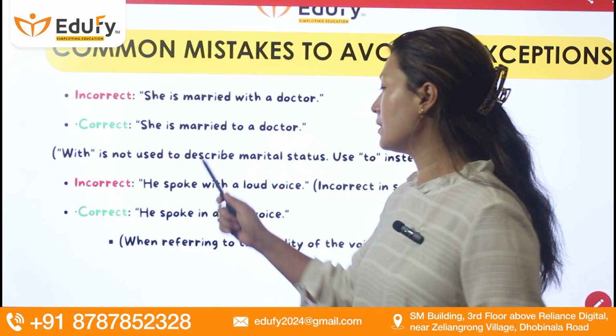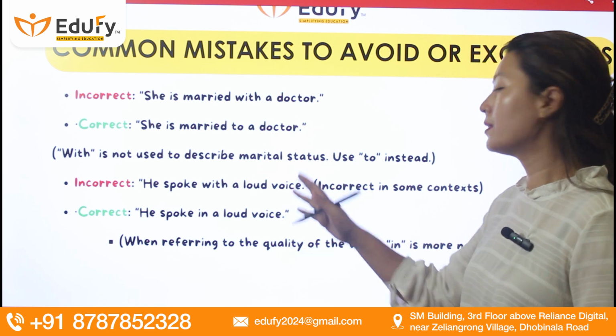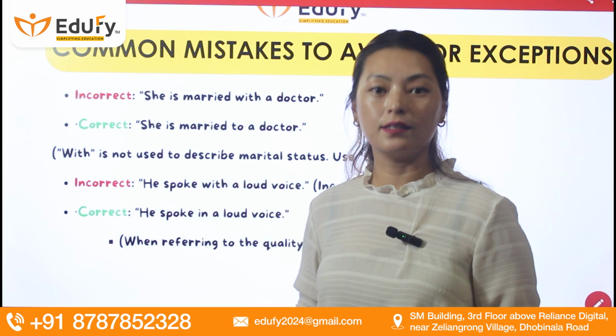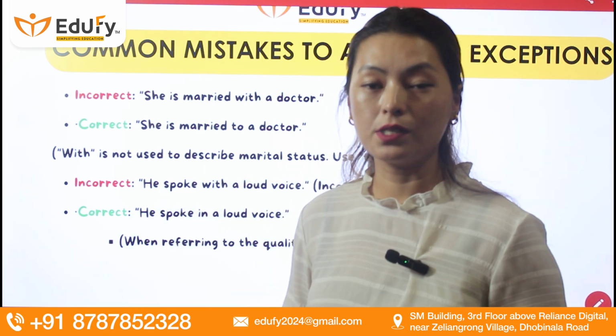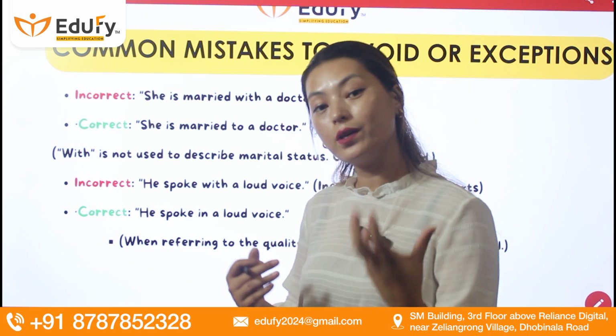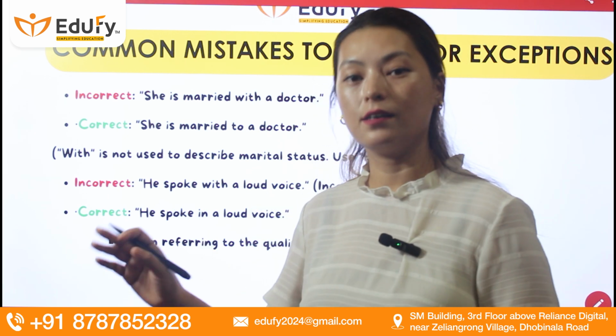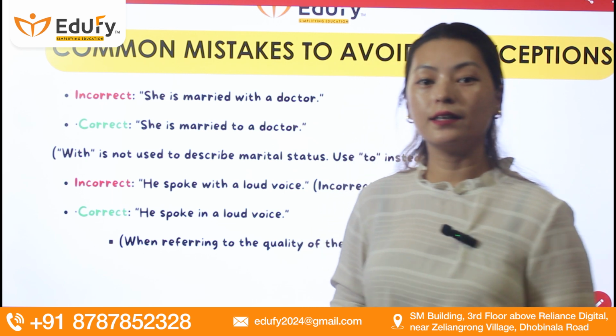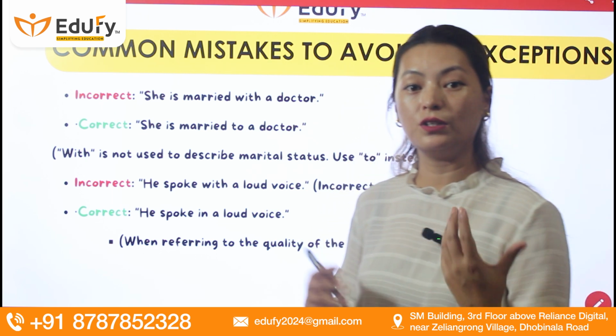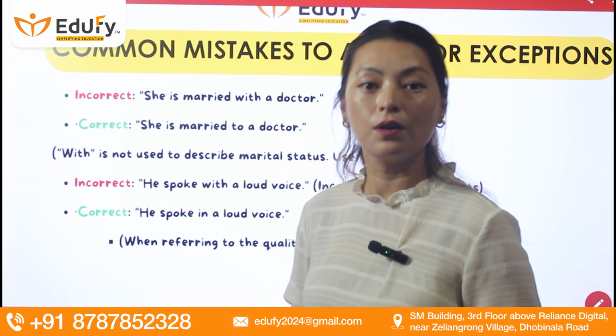For example, if I say he spoke with calm voice, again, I'm talking about the quality of his voice, a calm voice, right? But with will be incorrect in this sentence. You will have to use in a calm voice. So these are the exceptions that you have to remember when you are dealing with the preposition with.